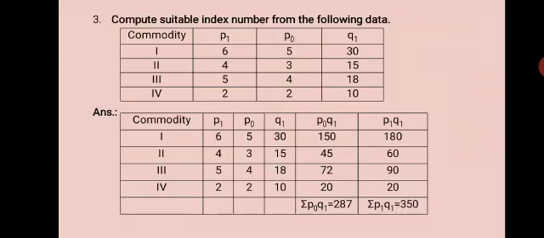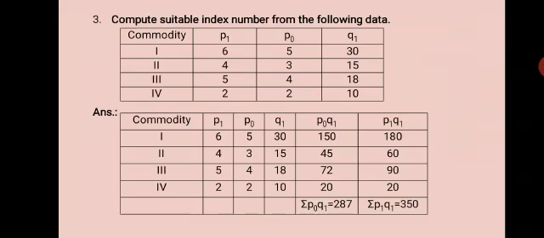Then come to the third question, that is compute a suitable index number from the following data. Here the data is given as commodities, then P1, that is current year price, P0, that is base year price, and Q1, that is current year quantities, are given. As we know that in Paasche's price index number we are using the current year quantities as weights, so the suitable index number here is Paasche's price index number.